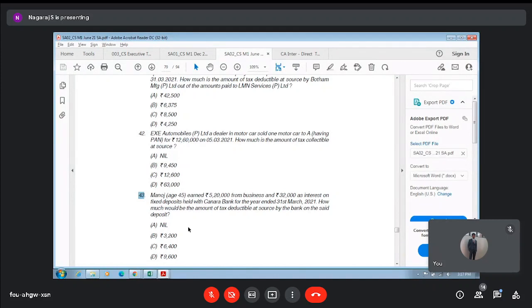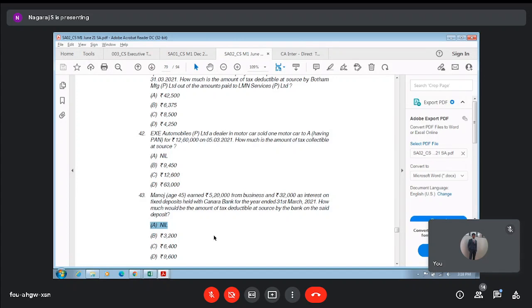194D maybe. 194D, Insurance Commission, Dalal, means agent insurance. Somewhere it comes. I haven't done this one because these are all very easy. If the interest is more than this amount, then only the bank will deduct the TDS. What is that amount? 40,000. No, that 40,000 and all, I think it is 80TTA, 80TTB, 10,000. Just see the threshold limit in that. If it is within the threshold limit, then answer is nil. If it is above the threshold limit, then the bank needs to deduct TDS.